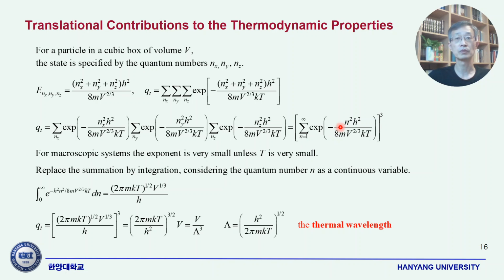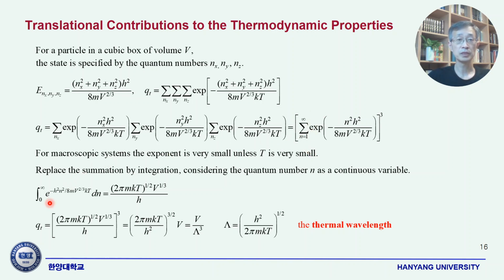So what I mean by h squared over 8mV to the 2/3 and kT is very small. Then the separation between the indices, like n equal 1, n equal 2, and then the distance between n equal 2 to n equal 3, like that, is very small. So we can consider that as a continuous variable, and so we replace the summation with the integral.